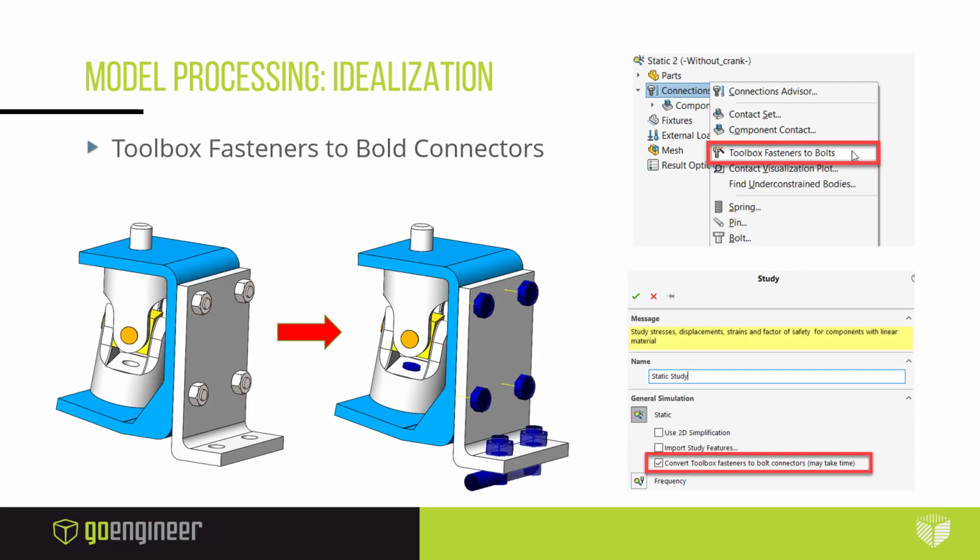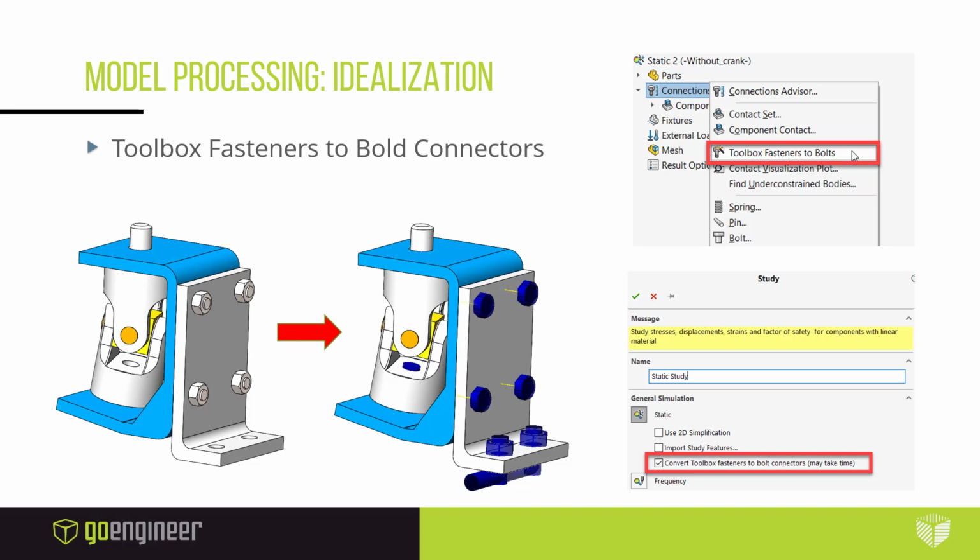Convert Toolbox Fasteners to Bolt Connectors is a capability that will take any toolbox fastener and convert it into various virtual bolt fasteners and features in the simulation design tree. During the conversion process, simulation will take all the information regarding the geometric features, location, and material of the toolbox components and will automatically map them internally to generate the appropriate bolt connectors. If appropriate, a preload is also generated during this process.